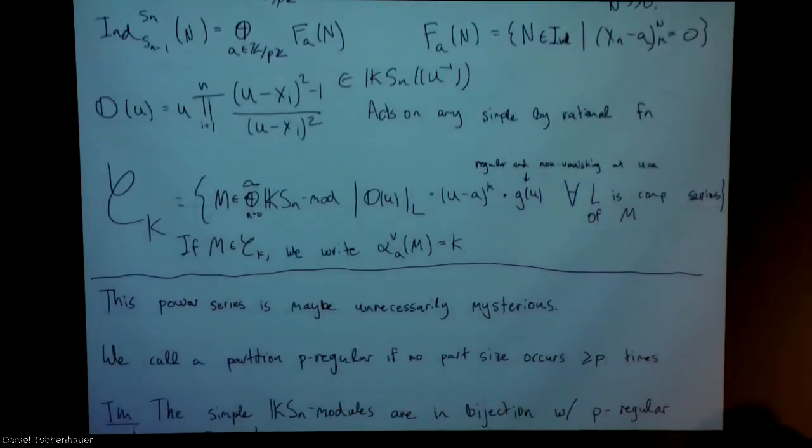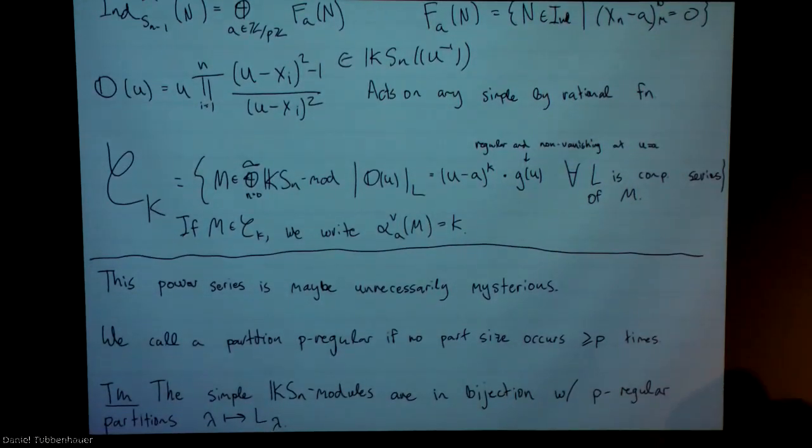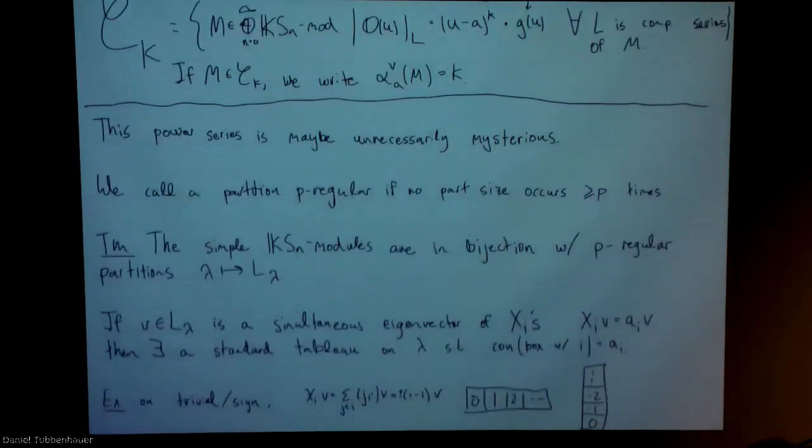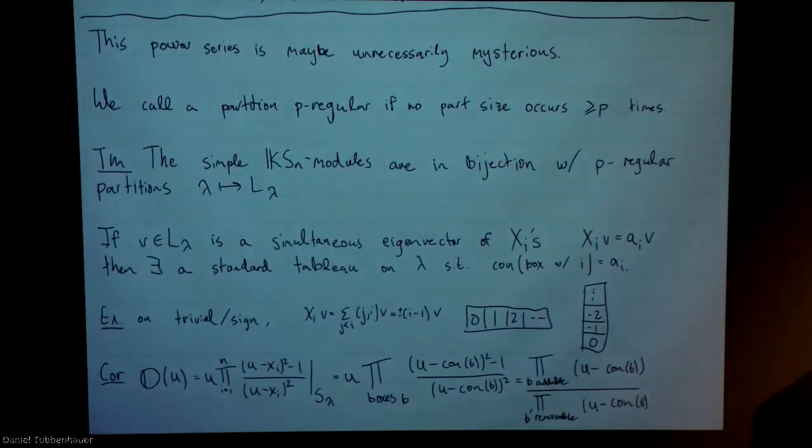And I like this because it's very clean, right? It's obvious that this is a well-defined number for every simple. But it might be a little mysterious even to people who know the representation theory of the symmetric group very well. So I want to explain how you connect this back to the more usual statistics in the representation theory of the symmetric group.